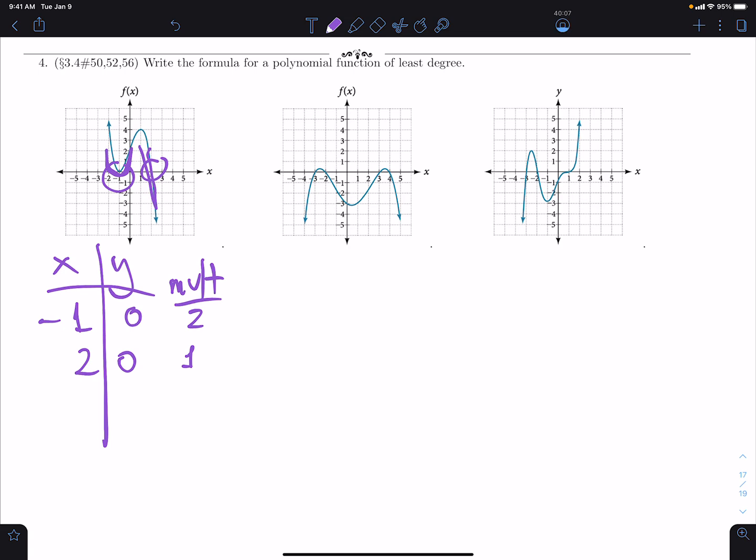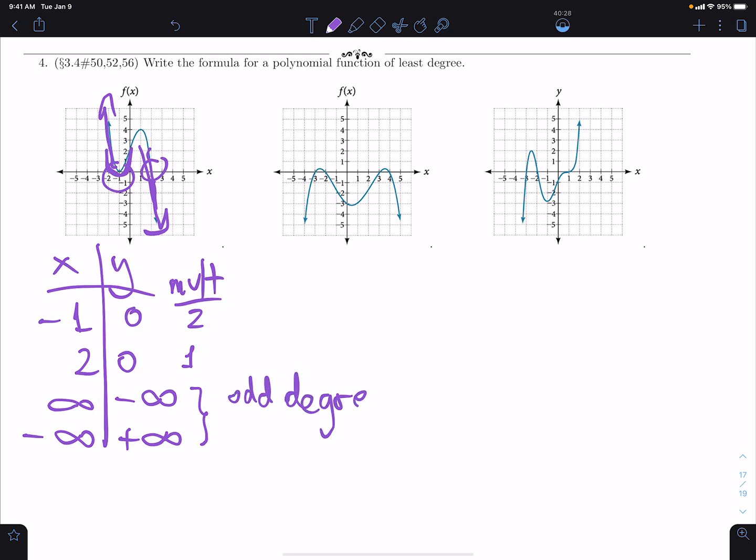Now the end behavior: as x goes to infinity, the y behavior goes to -infinity, and as x goes to -infinity, the y behavior goes to +infinity. And what this tells us is that there's an odd degree for the polynomial and also a negative leading coefficient. The last thing that I can see there is the y-intercept: when x is 0, the y-intercept is 2.